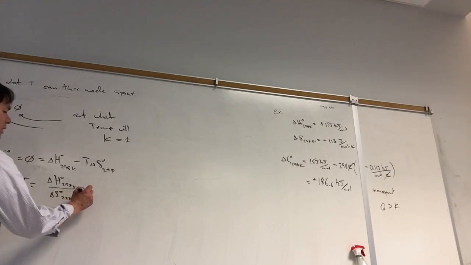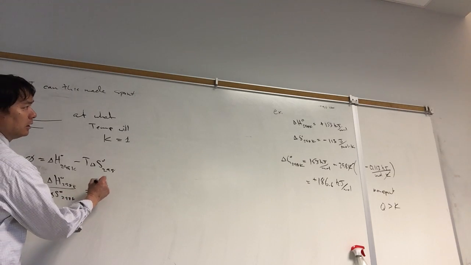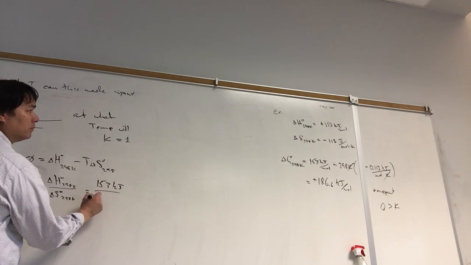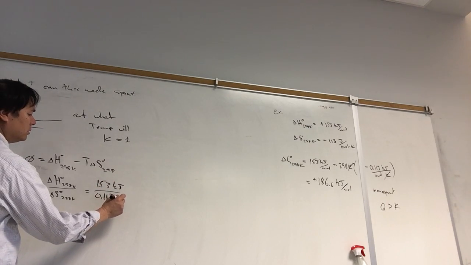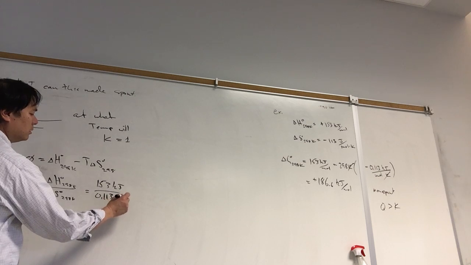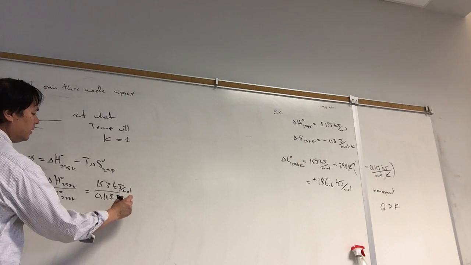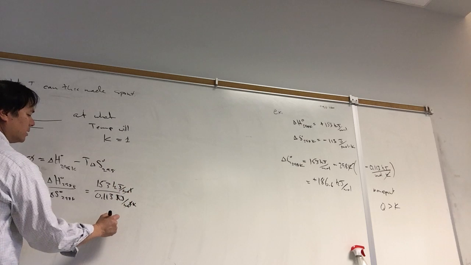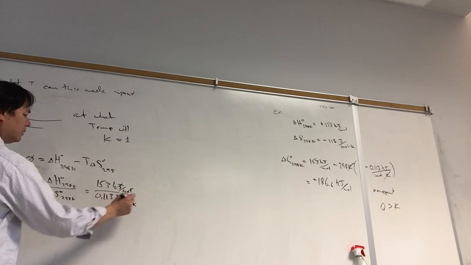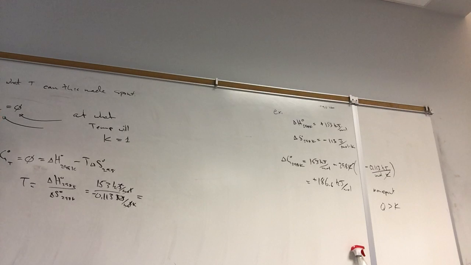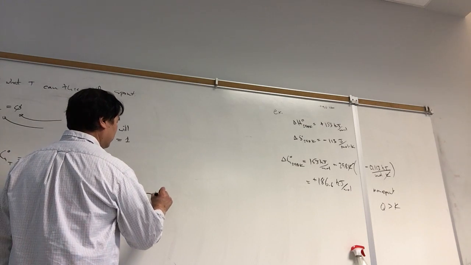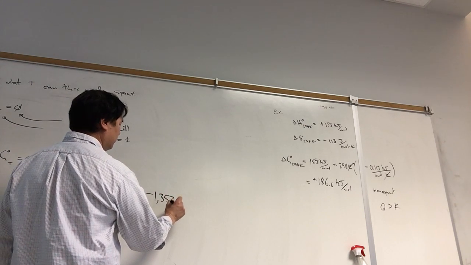All right, so let's go ahead and plug it in. This is going to be 153 kilojoules, and then 0.113 kilojoules per mole Kelvin. Moles cancel out, kilojoules cancel out, that gives me Kelvin, and this comes out to what? Negative 1,353.9.